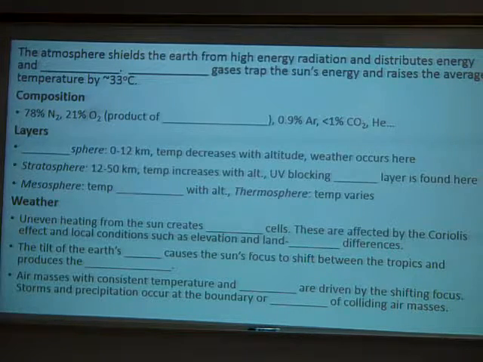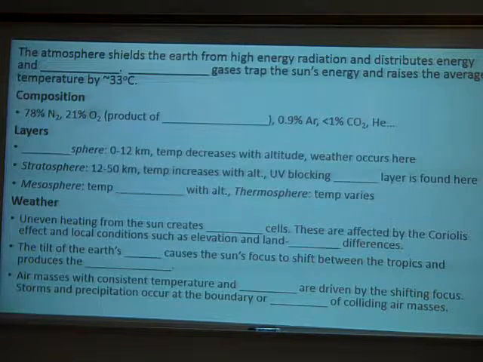Otherwise, the layers also, these are layers that occur or were established because of the way the temperature changes as you go up in the atmosphere. But you do need to know them by name and by order: troposphere, stratosphere, mesosphere, thermosphere, going from ground up. Most of the stuff that happens, weather, greenhouse effect, most of the gases in the atmosphere are in the troposphere where we are.